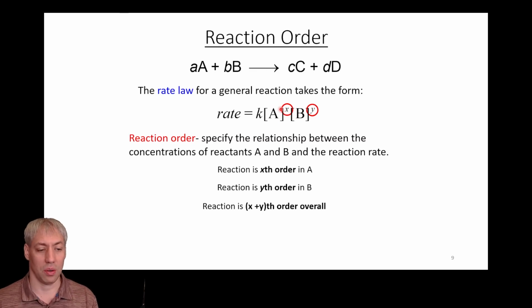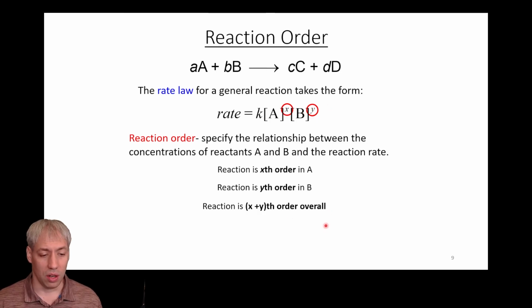If it's 0, it's 0 order. If it's 3, it's third order. Same thing with B. It's Yth order in B. So this is 2, it's second order in B. And so you can have a reaction that's first order in A and second order in B, 0 order in A, third order in B. It depends on what these X and Y coefficients are.